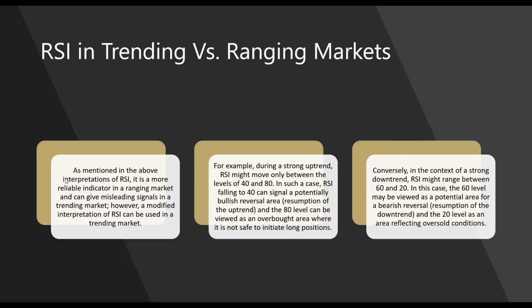So as mentioned in the above interpretation of RSI, it is a more reliable indicator in ranging markets and can give misleading signals in a trending market. However, a modified interpretation of RSI can be used in a trending market. For example, during a strong uptrend, RSI might move only between 40 and 80. In such a case, RSI falling to 40 is potentially a bullish reversal, and the area below 80 can be viewed as an overbought area where it's not safe to initiate long positions.